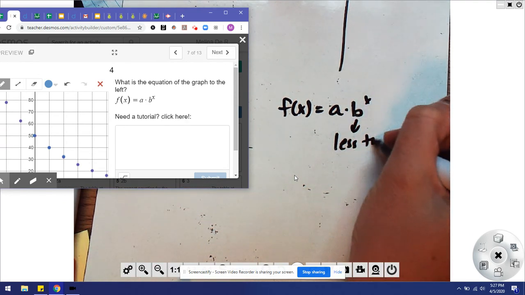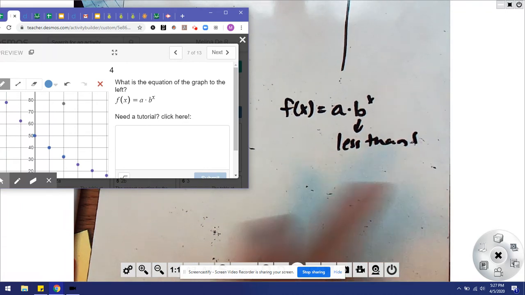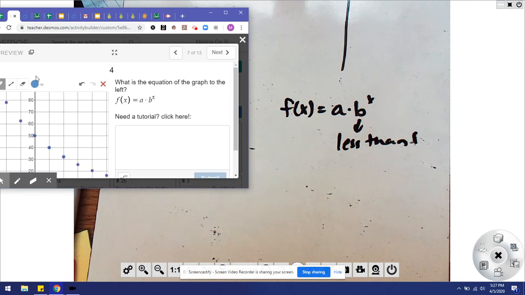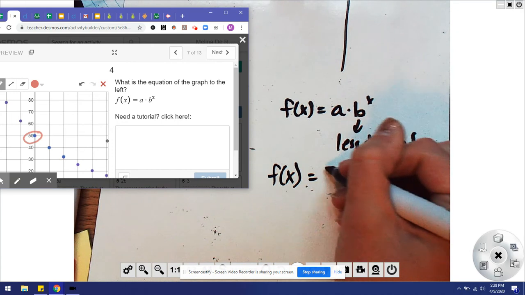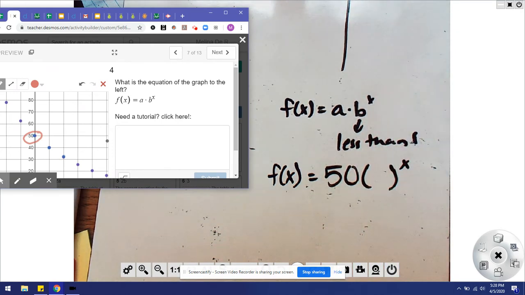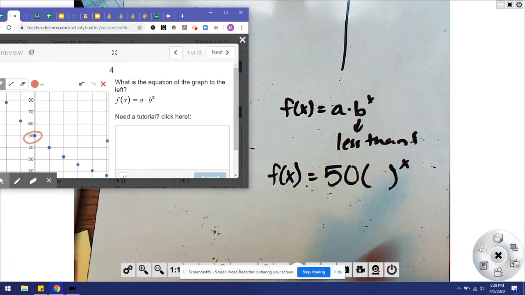To figure out what my starting point is, I actually just need to look on this graph at where it touches the y-axis. This graph touches the y-axis at 50. So I know that my starting point is going to be 50. So I can already start to fill in this equation. Now I don't know what my common factor is going to be, and that's what I need to figure out.